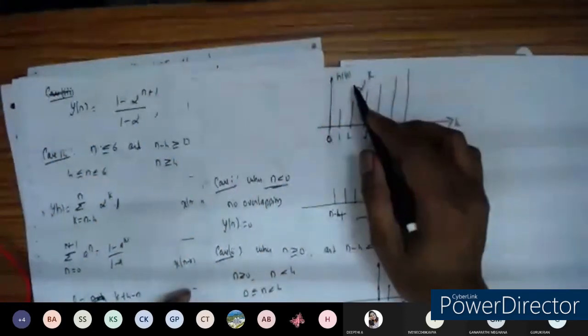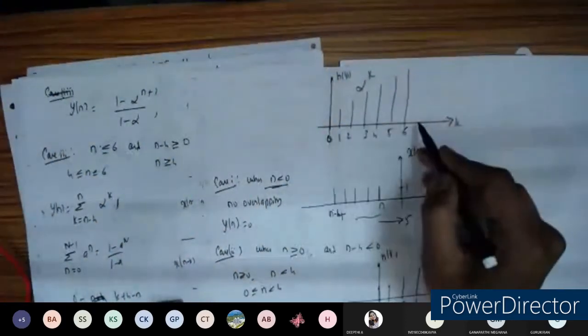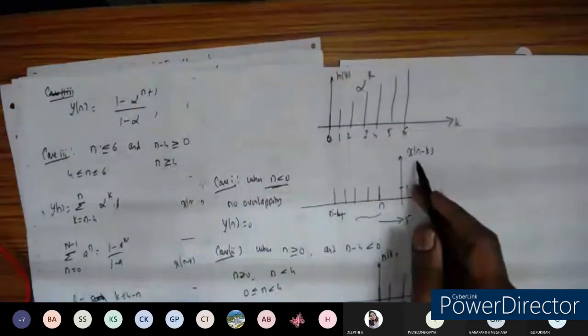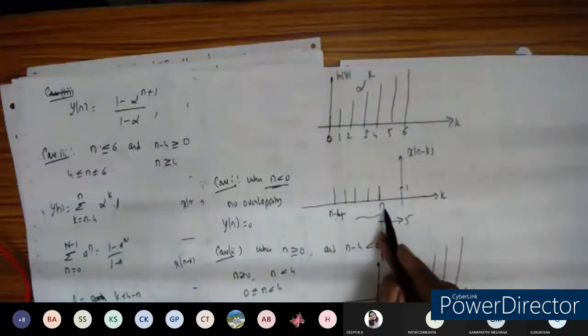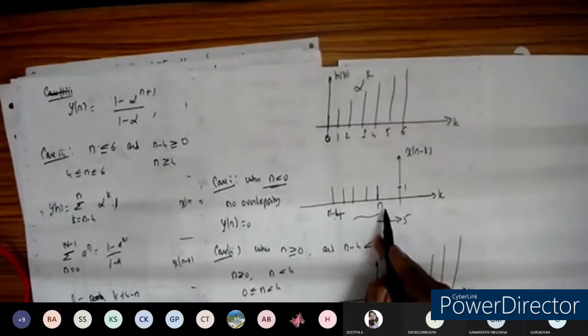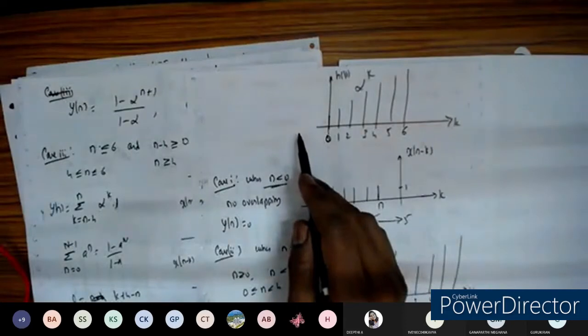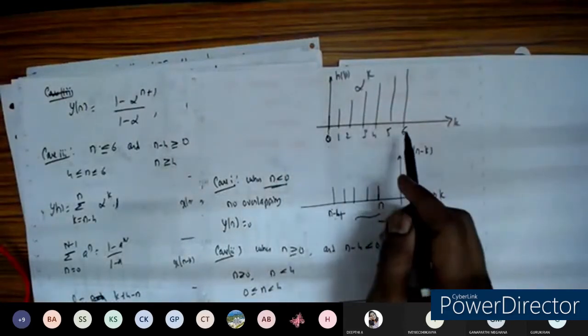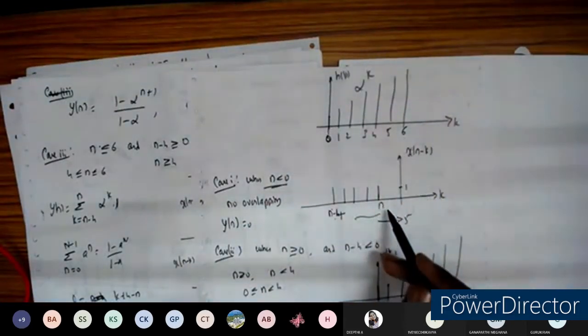So here we plotted the waveforms. H of k we have plotted, it is from 0 to 6 here, and x of n minus k we have plotted, that is from n minus 4 up to n. So now we need to take many conditions. First one is the non-overlapping condition; based on the waveforms we are going to take the conditions of n here.